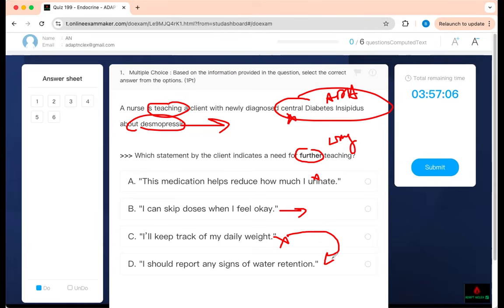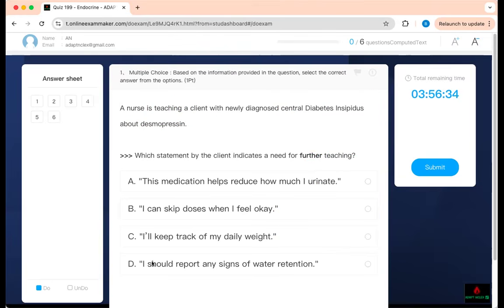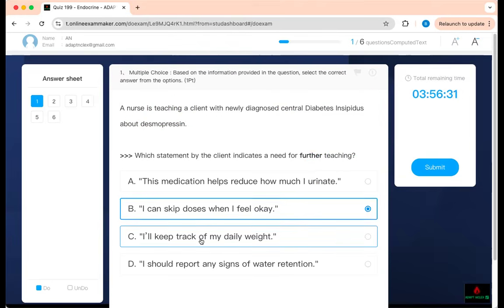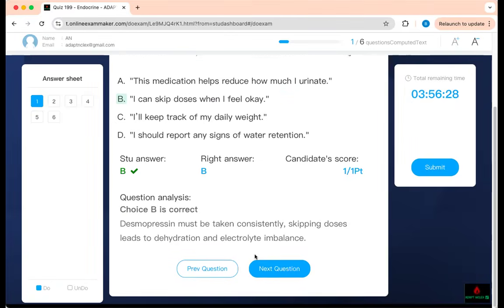One said, I will keep track of my daily weight. Therefore, I'm expected to gain weight. And D said, I should report any signs of water retention. What do you think is water retention? Test taking strategy is the same thing. NCLEX does that all the time. When you take questions on Q banks, it's the same thing. The answer choice is framed differently. So watch for that so that you don't get trapped. So C and D are saying the same thing, and therefore this is the right answer. You should not skip the medication. Okay.